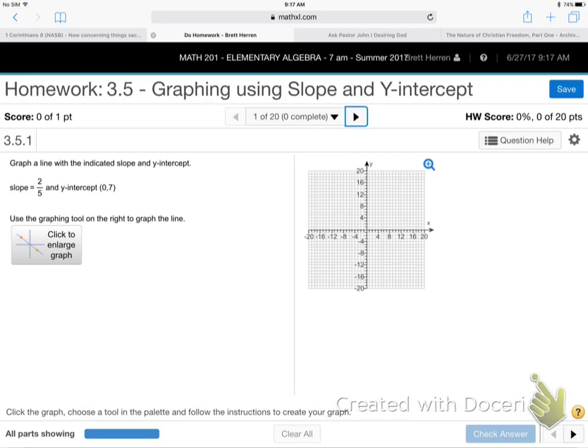All right, section 3.5. We've got 40 minutes to finish 3.5 and 3.6. These are a lot easier though. 3.4 was the big one. So 3.5. All right, slope.